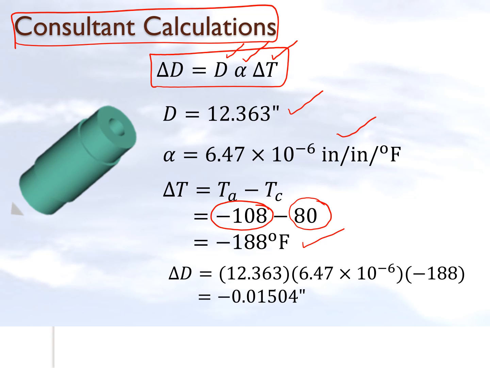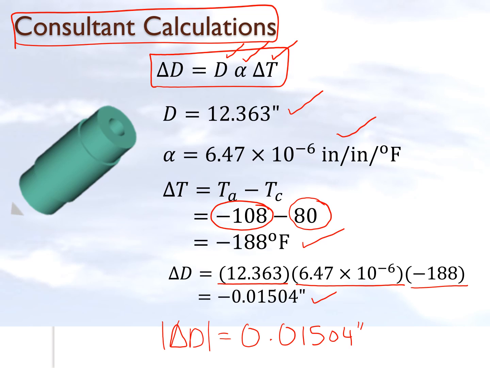So if we apply this formula right here, D is 12.363. The alpha is given to us as 6.47 times 10 to the power minus 6, and the temperature change is minus 188. Multiply the three numbers and you get this number right here. If you look at the magnitude of the contraction, it is 0.01504 inches, and it is more than what we wanted. The specification required that the change in the diameter should be more than 0.015 inches, which it turns out to be the case. So what's the issue here?